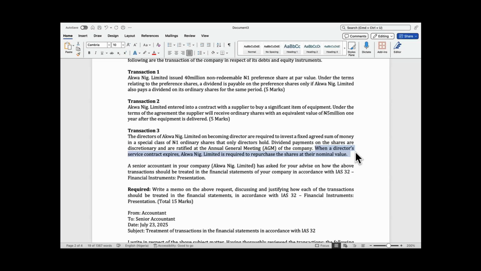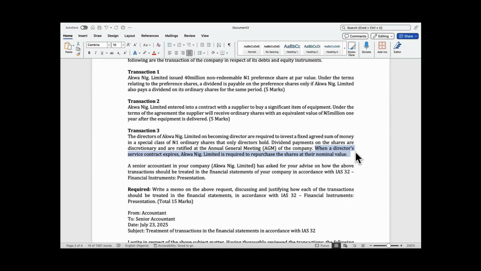Therefore, these shares will be treated as a financial liability. These ordinary shares they are issuing, this special class of ordinary shares, will be treated as a financial liability, because Aqua Nigeria Limited has an obligation to deliver cash, because they have to repurchase those shares back when the directors retire. So we cannot treat these shares as equity. Rather, they are to be treated as a financial liability. That's the answer.